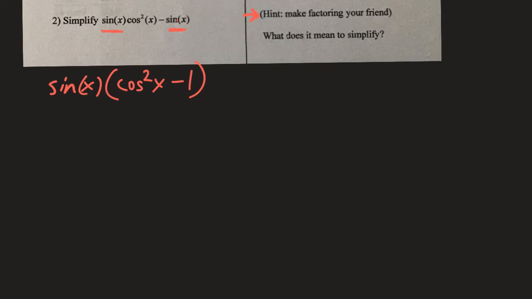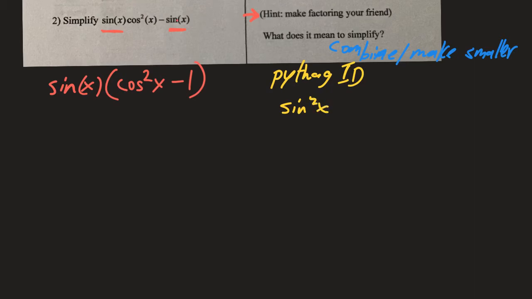Let's go ahead and try to continue breaking this down. Now, the hint also asks us, hey, what does it mean to simplify? Well, I want to be able to get things to combine and maybe become smaller. And that would probably be a simplified version, okay? So we're going to use one of the formulas from our chart here. And there is one formula that uses cosine squared, all right? So there's a Pythagorean identity. And it says sine squared x plus cosine squared x equals 1.